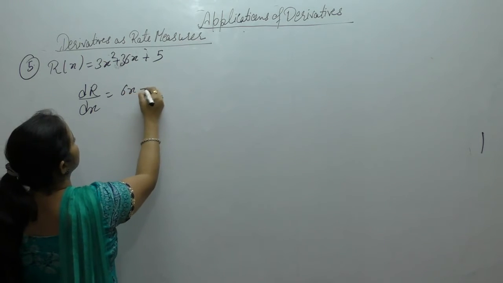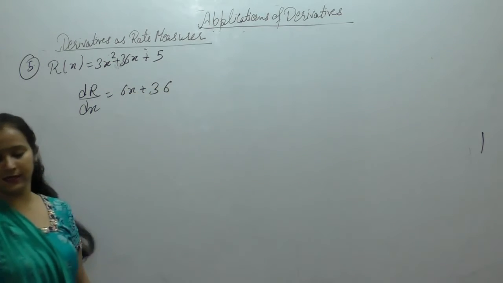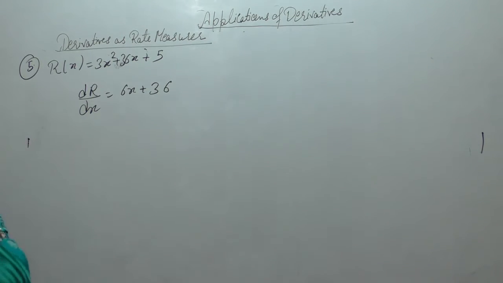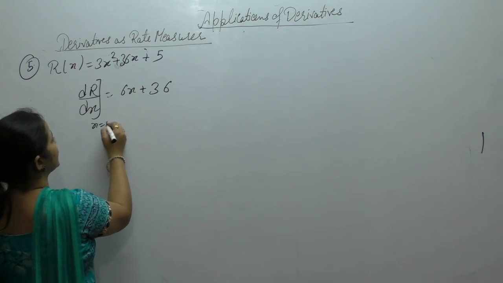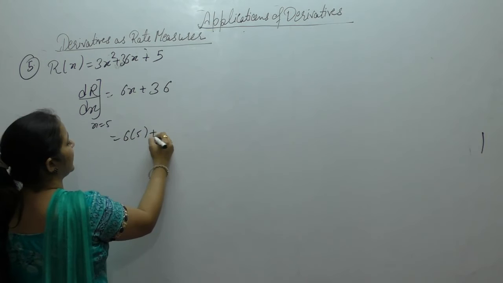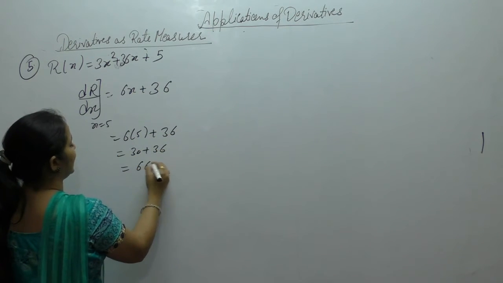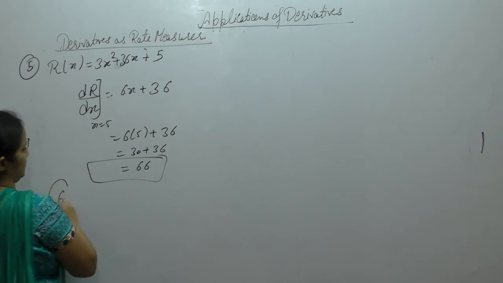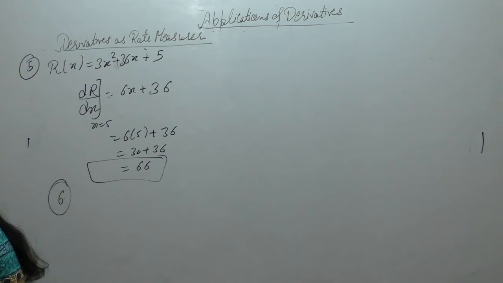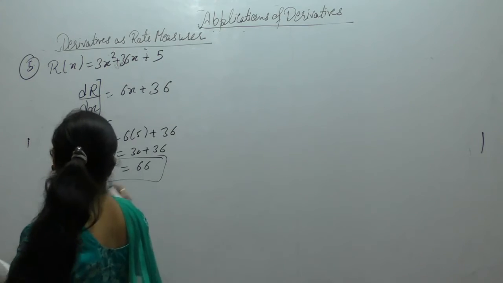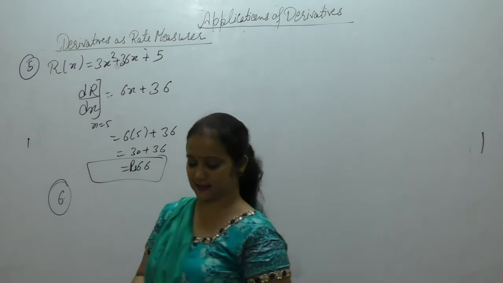So we want to find dR/dx. That is 3 into 2, 6x + 36. Now we want this value when x = 5. 6 into 5 is 30, plus 36. That is 66. Therefore, the required marginal revenue is rupees 66.